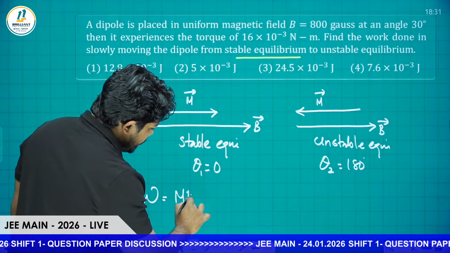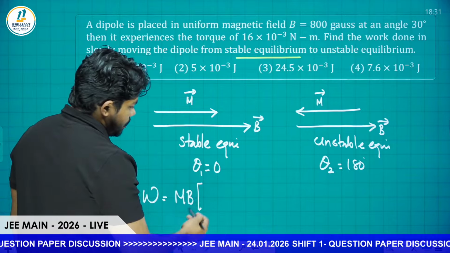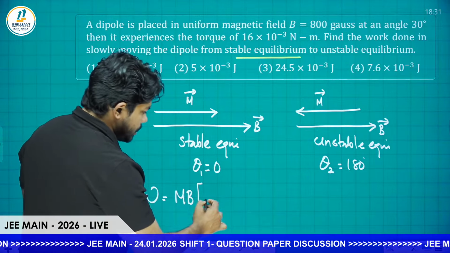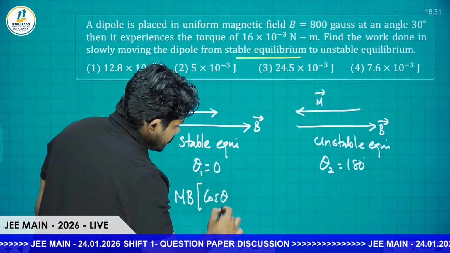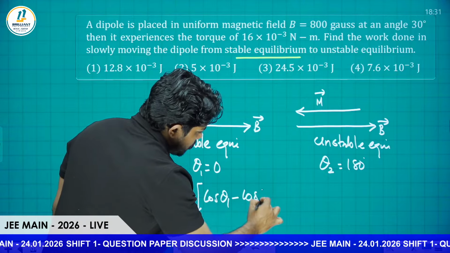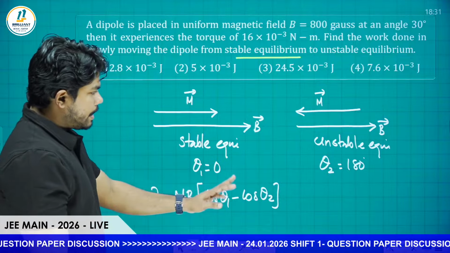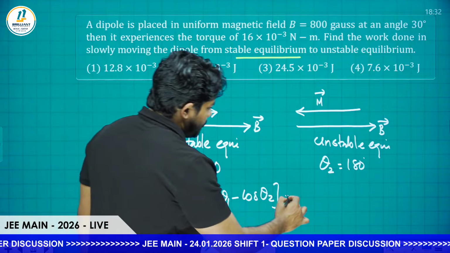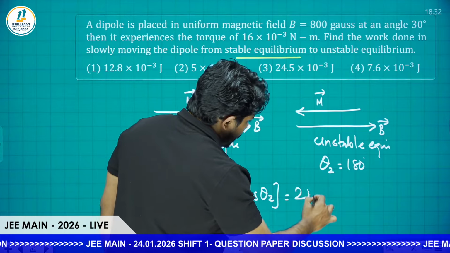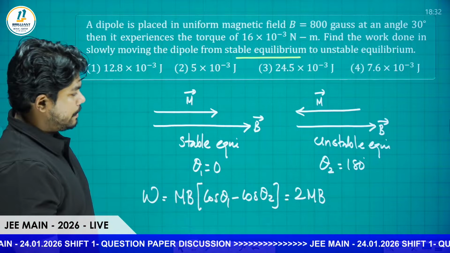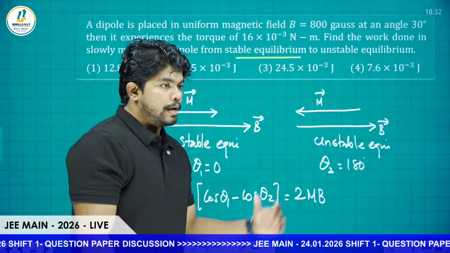Work done is mB times... Remember, here a lot of students make a mistake of taking just mB cos theta, but the actual equation is mB times (cos theta 1 minus cos theta 2). This is the actual equation, okay. You can directly substitute the angle, you will get 2 times mB. That will be the value of work done, right?